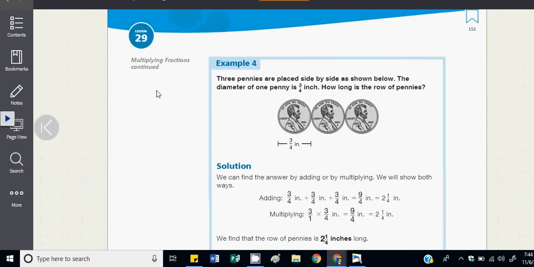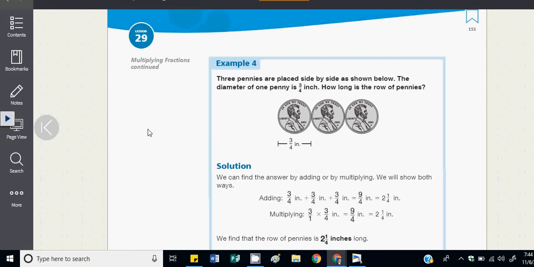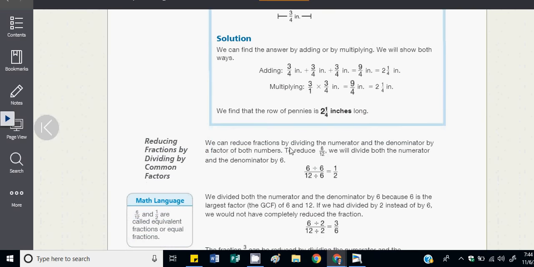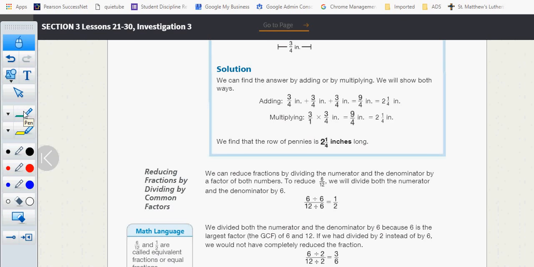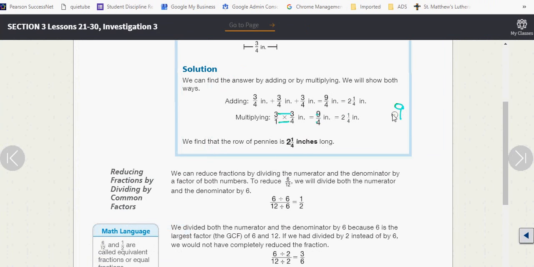3 pennies placed side by side. The diameter, or distance across from one end to another, is 3/4 inches. How long is the row? We could add up 3/4 three times. You've got common denominators, it's not that hard. But let's start practicing our multiply. 3 over 1 times 3/4. Go across the numerators: 3 times 3 is 9. 1 times 4 is 4. 9 divided by 4 will come out to 2 and a fourth.